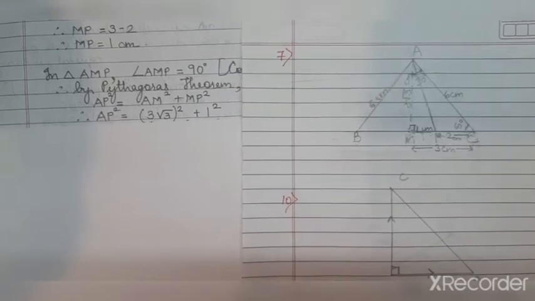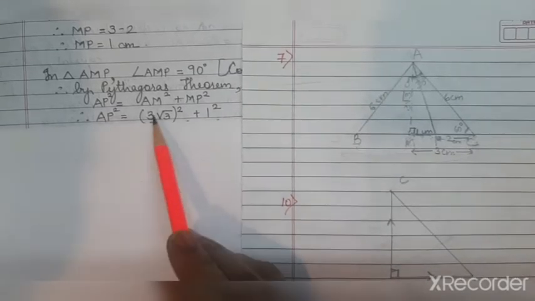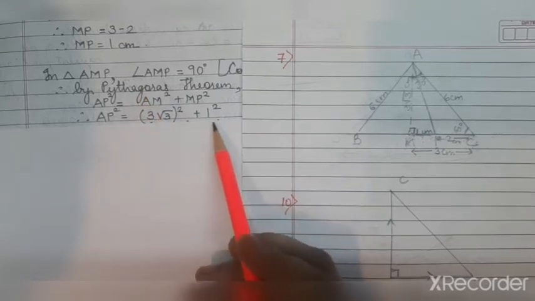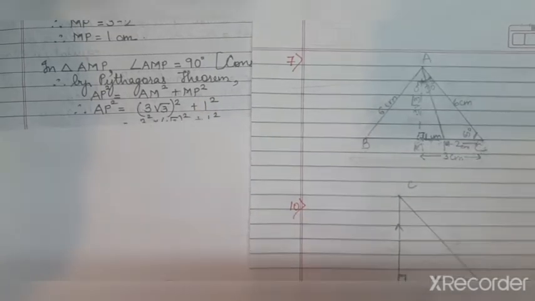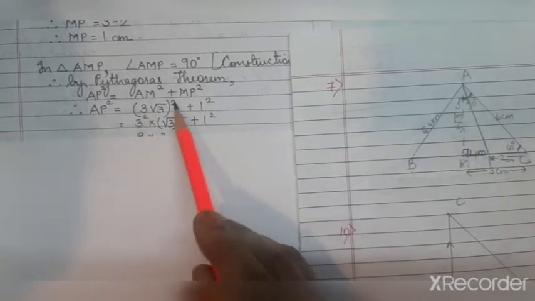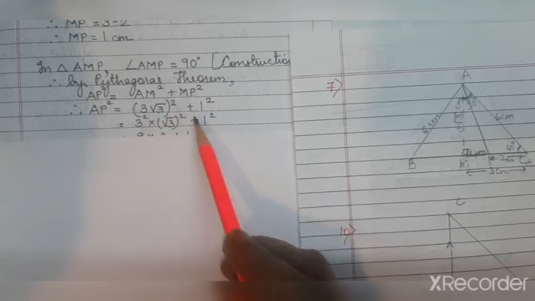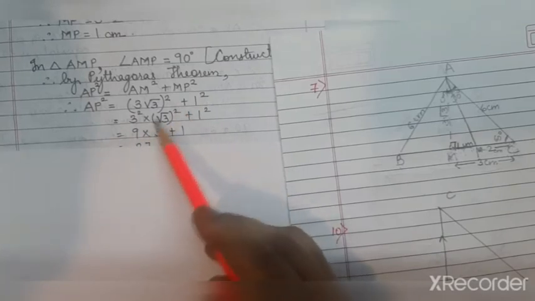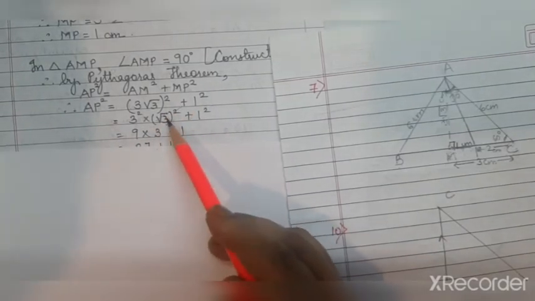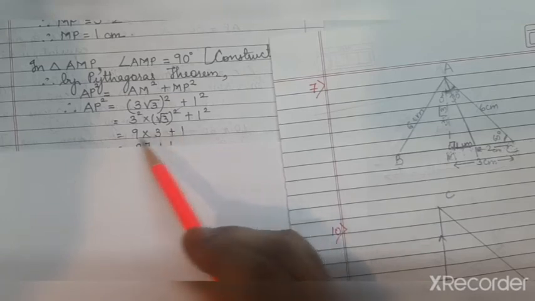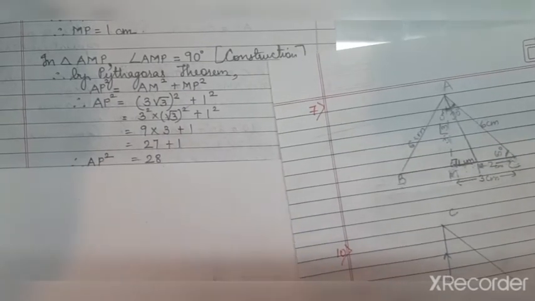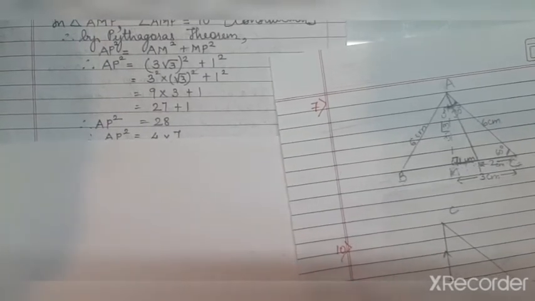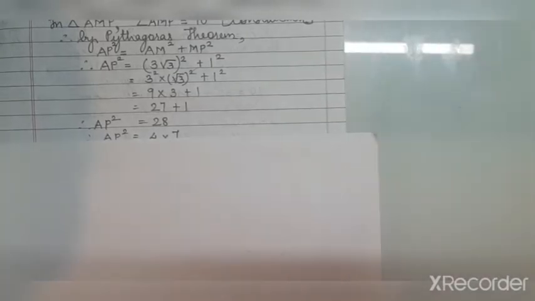Substituting the values of AM and MP. AP we have to find. So what we have got, AM, that is root 3 written square, plus MP 1 square. Okay, and further doing the calculations, 3 square into root 3 square plus 1 square. 3 square is written 9, root 3 square, root and square get cancelled and you will get single 3 here, plus 1. 9 3s are 27 plus 1, which is equal to 28. This is, we have got AP square. Now taking square root on both the sides.